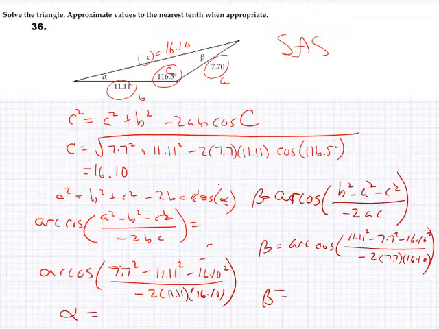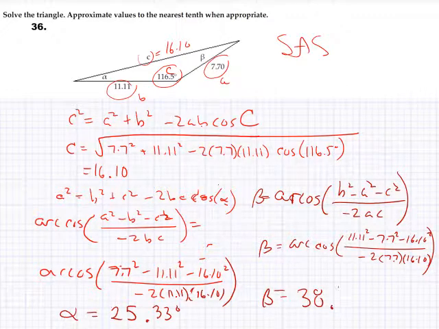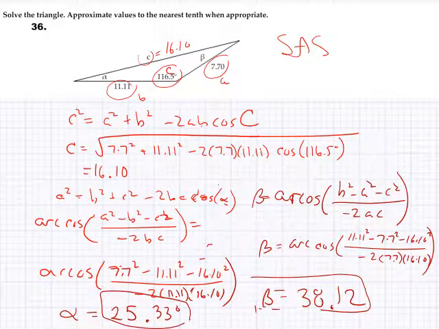So if we plug each into our calculator, we would get, for alpha, 25.33 degrees. And beta would give me 38.12. Now remember, all your angles in your triangle have to add up to 180. Since these two are roughly rounded, we might not get exactly 180, but alpha plus beta plus this C, which would be the 116.5, should get us really close to 180.